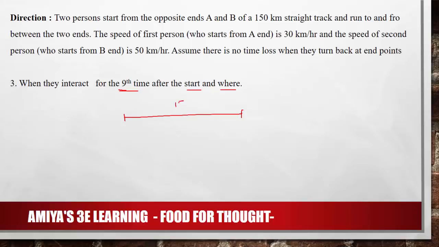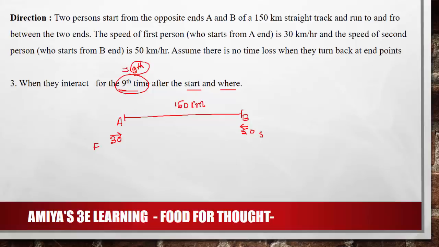Say the distance is 150 kilometers, between point A and point B. At point A, the speed of the first person is 30. At point B, the speed of the second person is 50. I hope this one is clear. Now we have to go for the 9th time. What do we mean by the 9th time? We know there is one meeting in one round and no extreme point meeting. So we can say the 9th meeting would be in the 9th round.